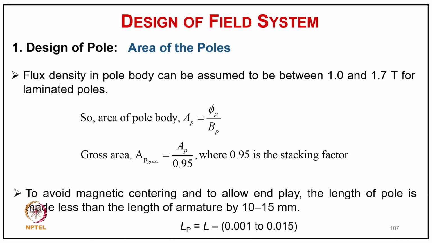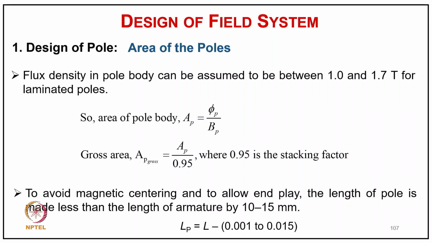Now for the area of the pole, the flux density of the pole body can be assumed between 1 Tesla to 1.7 Tesla for laminated pole. So area of the pole body is Ap equal to Φp upon Bp, or Ap gross will be Ap upon 0.95, where 0.95 is the stacking factor for laminated structure.